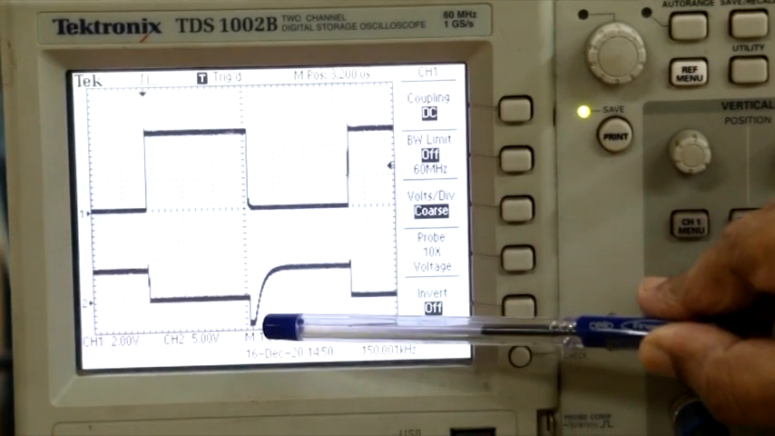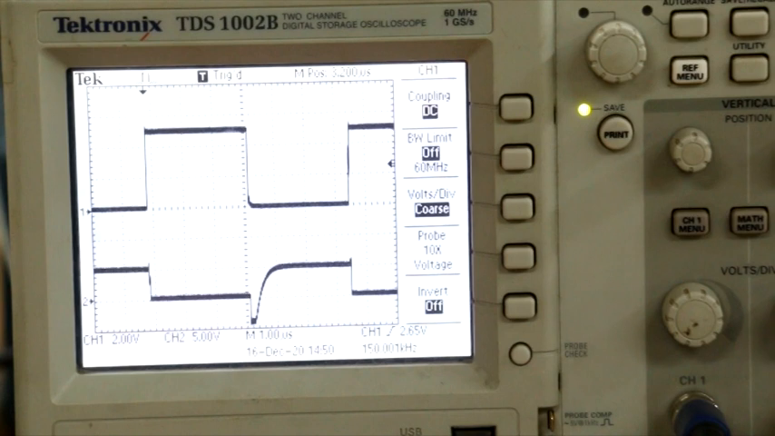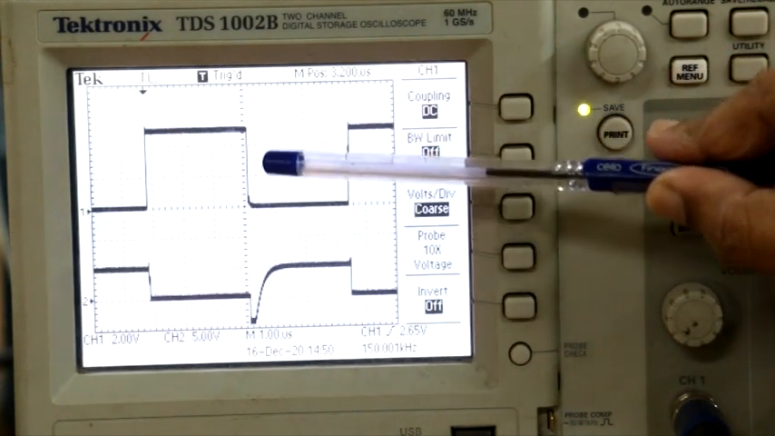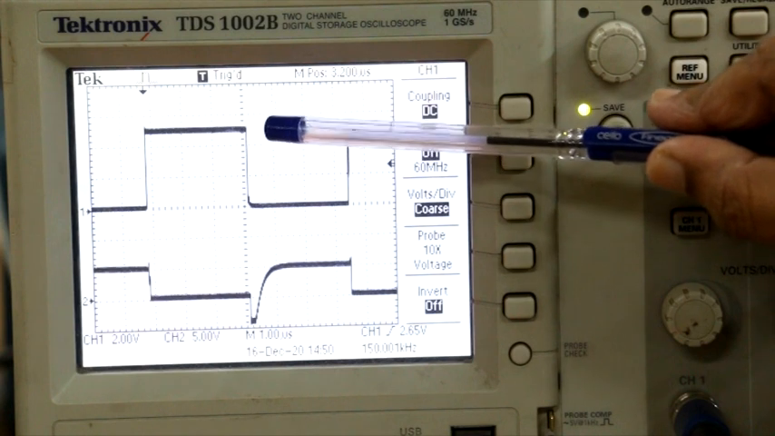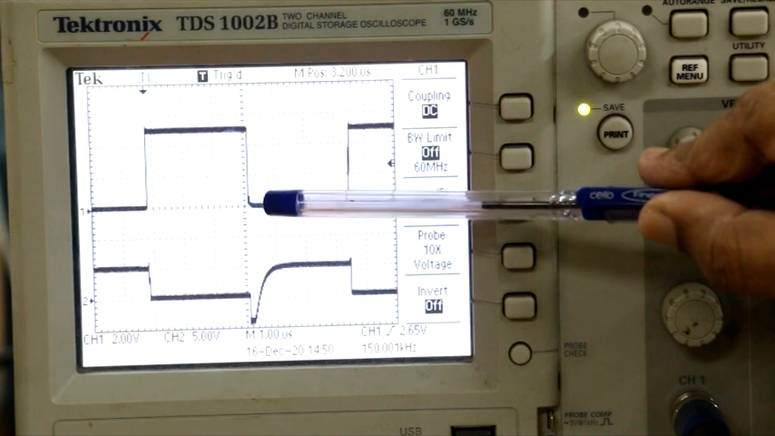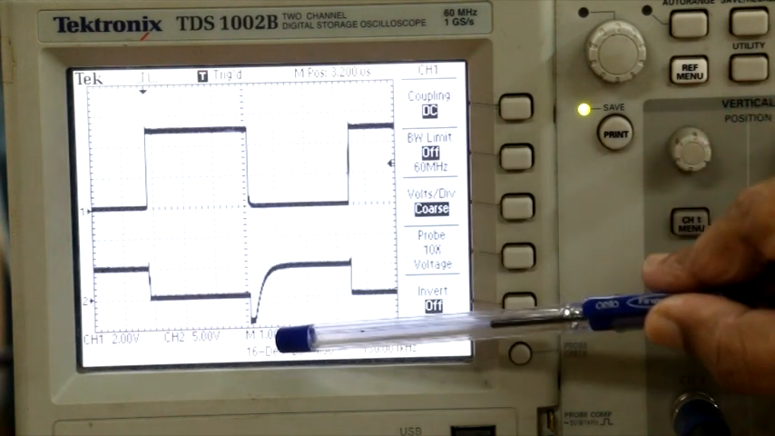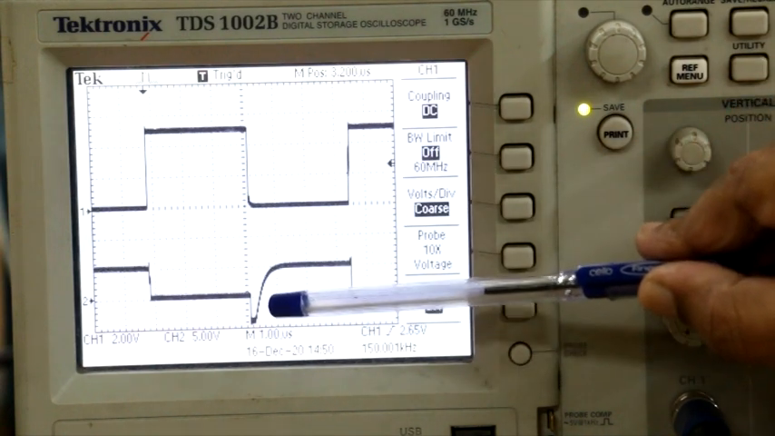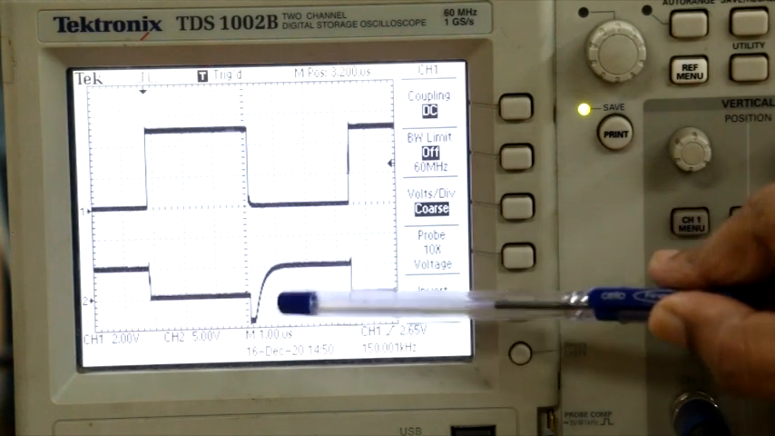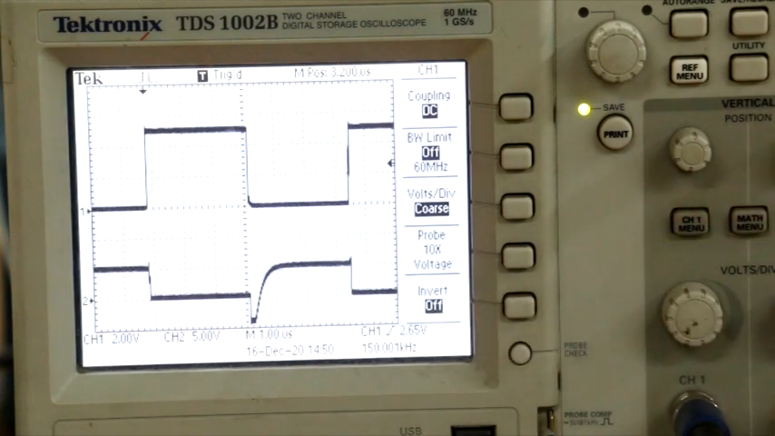Why is it happening? This is because of the capacitor. We know that across a capacitor, the voltage cannot change instantaneously. So here you try to change the voltage from high to low instantaneously, and that has been transferred directly to the base, which forced the transistor to come out of saturation very quickly. Therefore the delay has come down drastically.